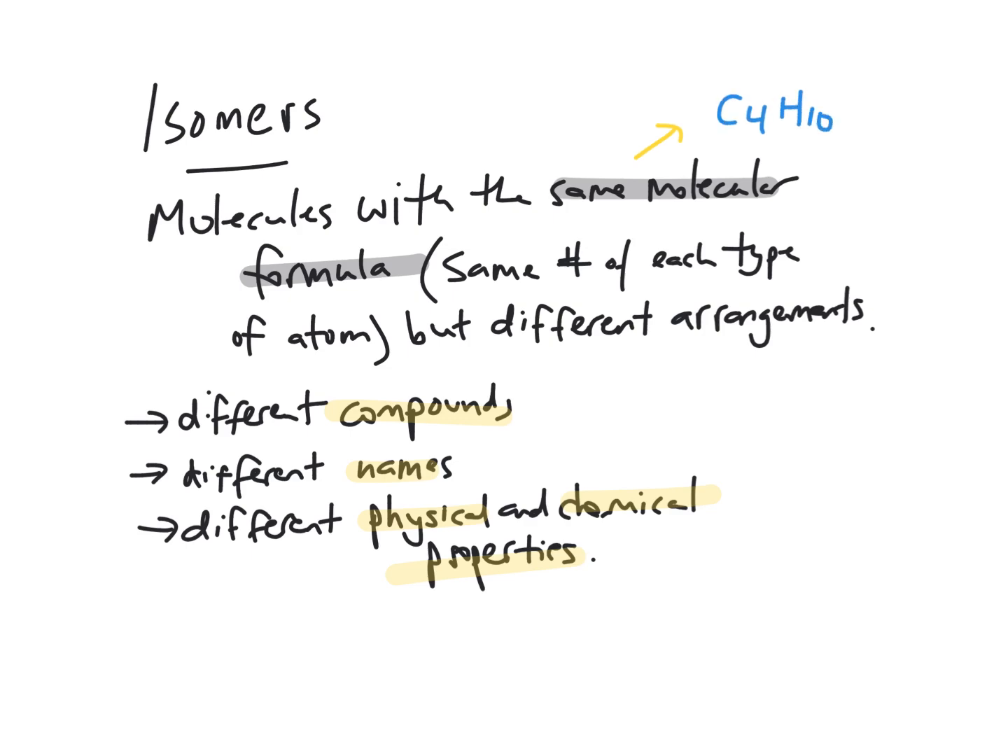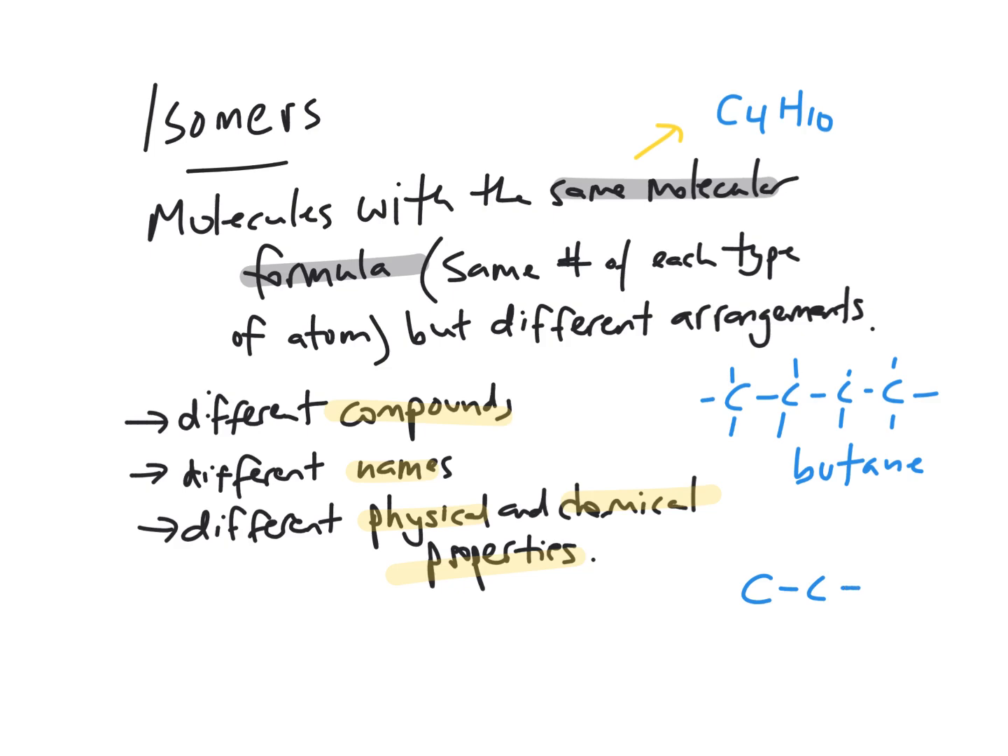C4H10. But what we see is that there are different forms of C4H10. So I'm just going to draw the most linear and basic. And this is an alkane, since all the carbons have single bonds. And this would be called butane. It's a 4-carbon alkane.